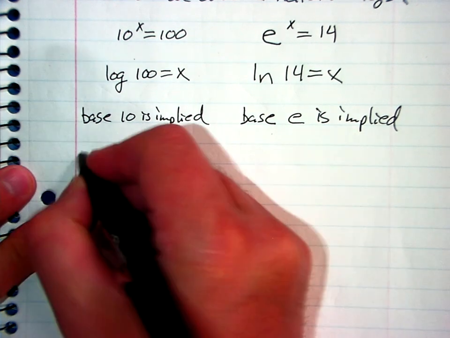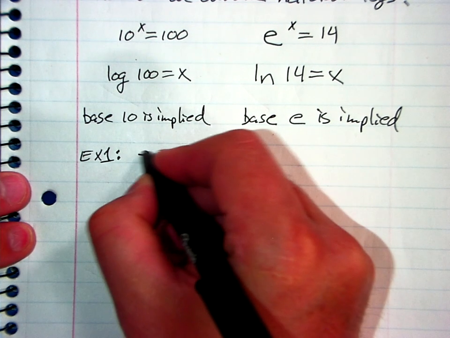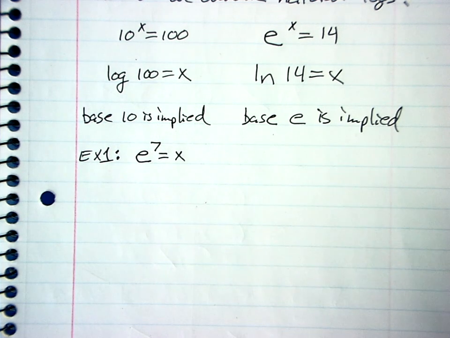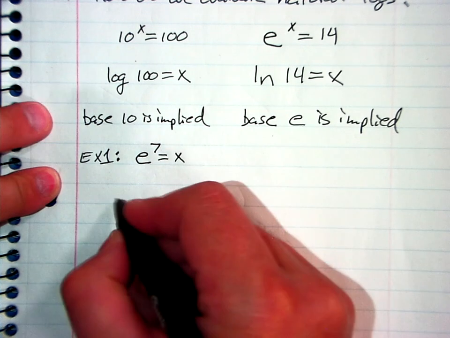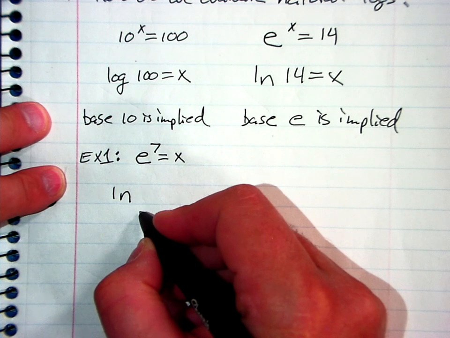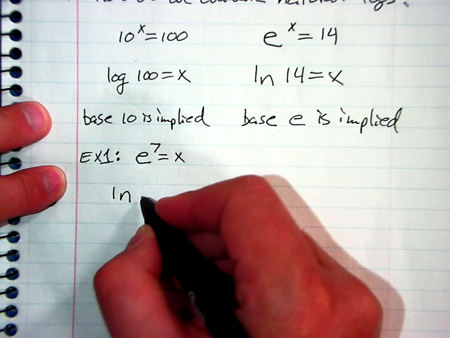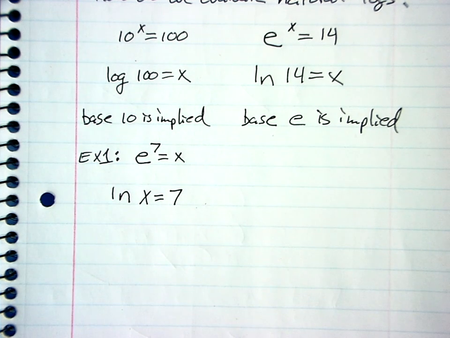So example 1. E to the 7 equals x. So since this is E, we have to use natural log, which is Ln. So we do Ln. I don't need to write the base E, and then what happens to the exponent and the equals in the answer? They switch sides. So Ln x equals 7. That's your answer. That's the first third of your homework.